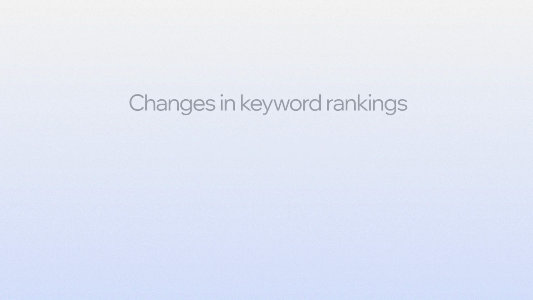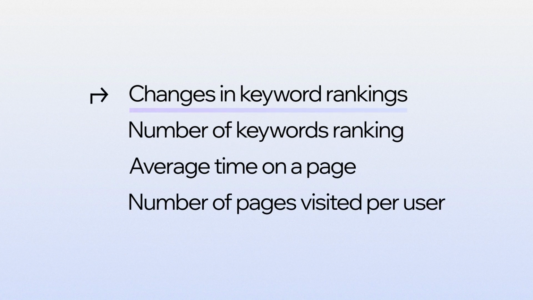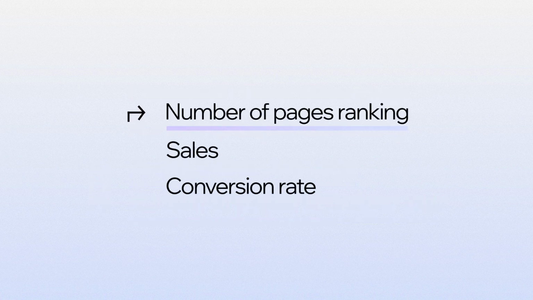Content reports, on the other hand, are more focused on showing content-related business benefits. So they'll often use metrics like changes in monitored keyword rankings, the number of keywords either specific pages or the whole site ranks for, average time on a page, the number of pages visited per user, the number of pages ranking, sales made before and after, or conversion rate.